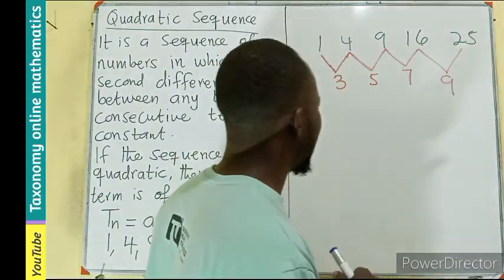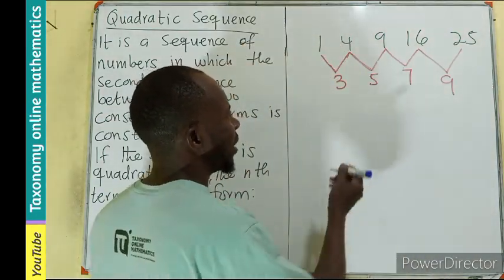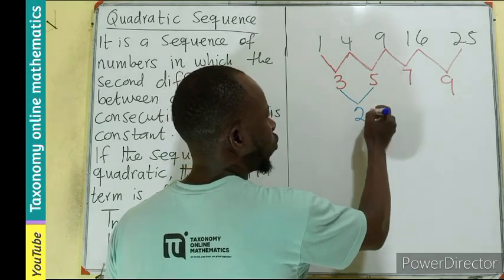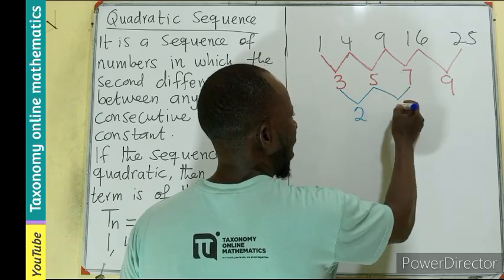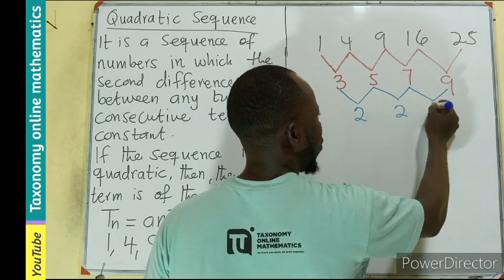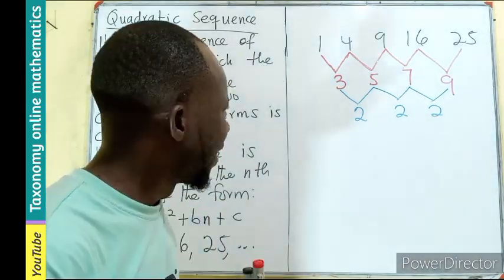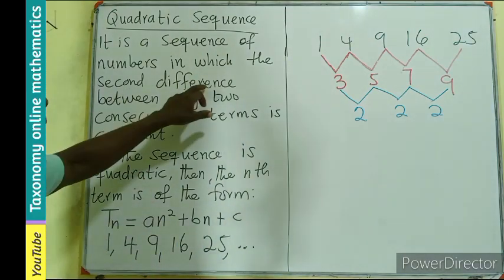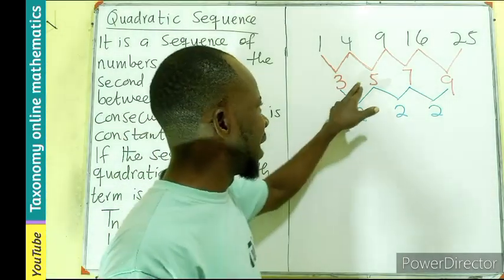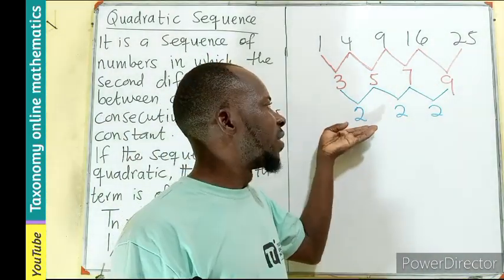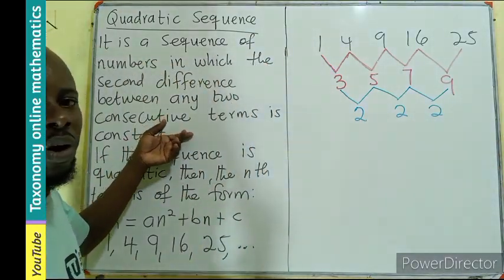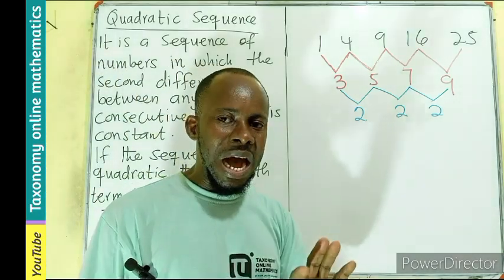Then let's find the second difference between these terms. 5 minus 3 will be 2. 7 minus 5 will be 2. Then 9 minus 7 will also be 2. So you can see that the definition says that the second difference between any two consecutive terms is constant. If I pick the consecutive terms, I'll be arriving at 2, 2, 2. So that is the quadratic sequence. And how do we solve it?